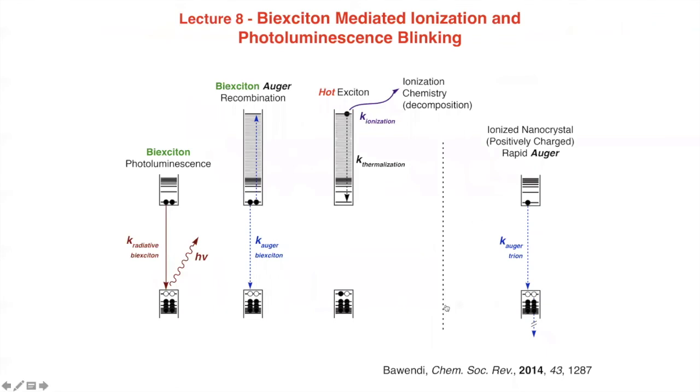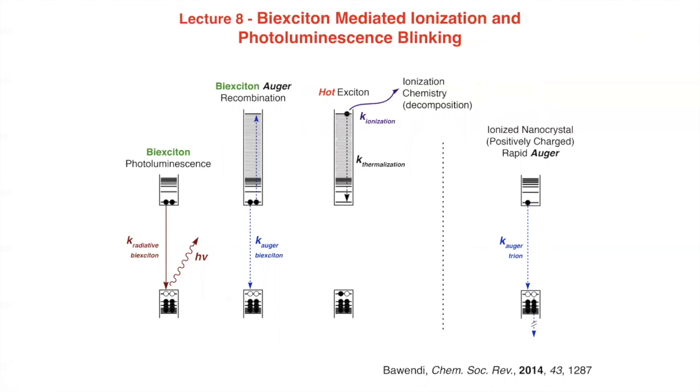Another thing that happens, or is thought to be important, is that if you make a biexciton, it now has this choice between undergoing photoluminescence and Auger recombination. Which way it goes can also induce other changes, one of which is the probability of ionization. So let's say you make a biexciton and then it does Auger recombination, and now you get this photoexcited electron that's way up high in energy.